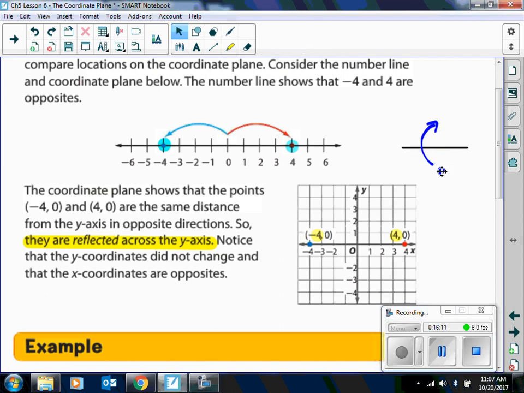So, what do you think will happen if I want to move this point and reflect it over the x-axis? If I want to reflect over the x-axis, which way is my point moving? Up and down or left and right? It's moving up and down. Which axis shows me up and down movement? The y-axis shows you the up and down movement. So that tells me that which coordinate is going to change in my ordered pair? The y value. Is everybody clear with that?